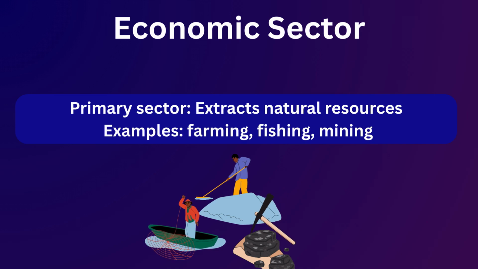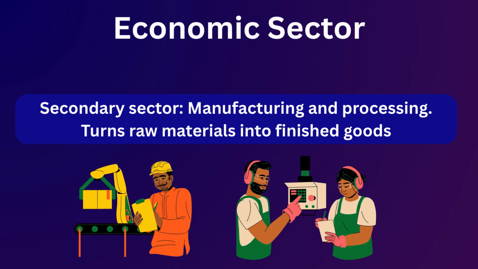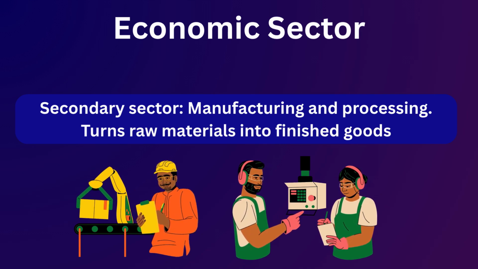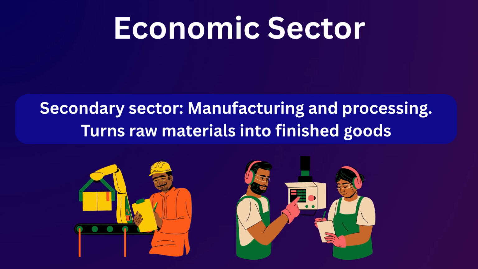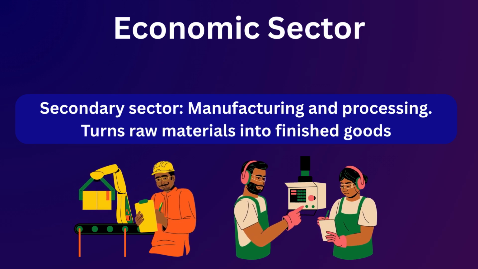The economic sector, business activity and ownership can be classified in a number of ways. One of these is by identifying which type of product or service is being produced. First is the primary sector. This involves extracting natural resources. Examples: farming, fishing, mining. The secondary sector is all about manufacturing and processing. It involves turning raw materials into finished goods.